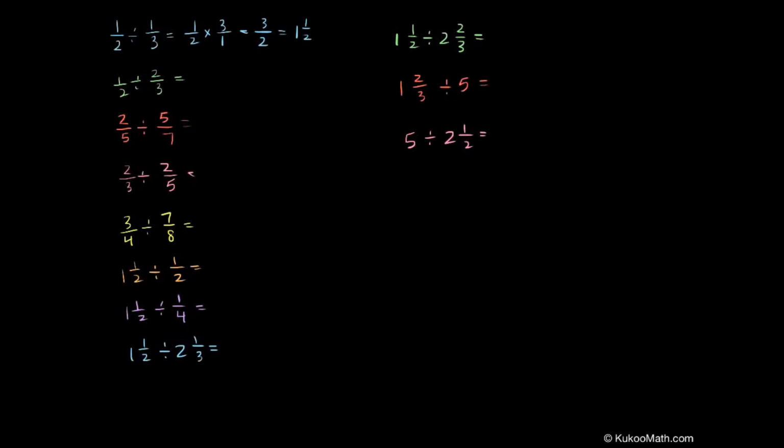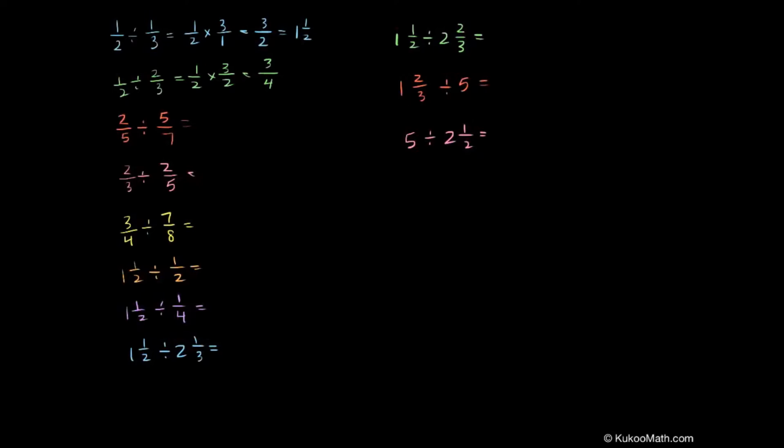Now let's look at the next problem. 1/2 divided by 2/3. So let's first change it into a multiplication problem. 1/2 times 3/2. Again, since there's nothing to simplify, we can just multiply across. 3/4. That's our answer, 3/4.